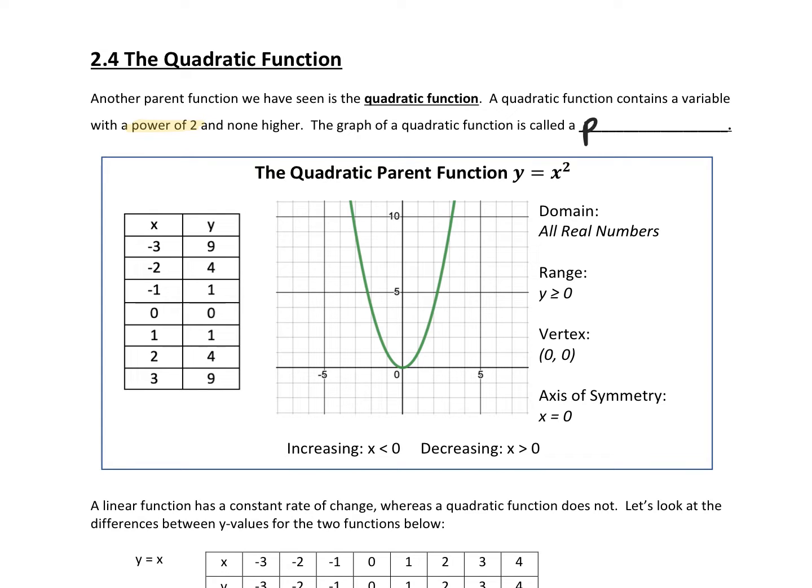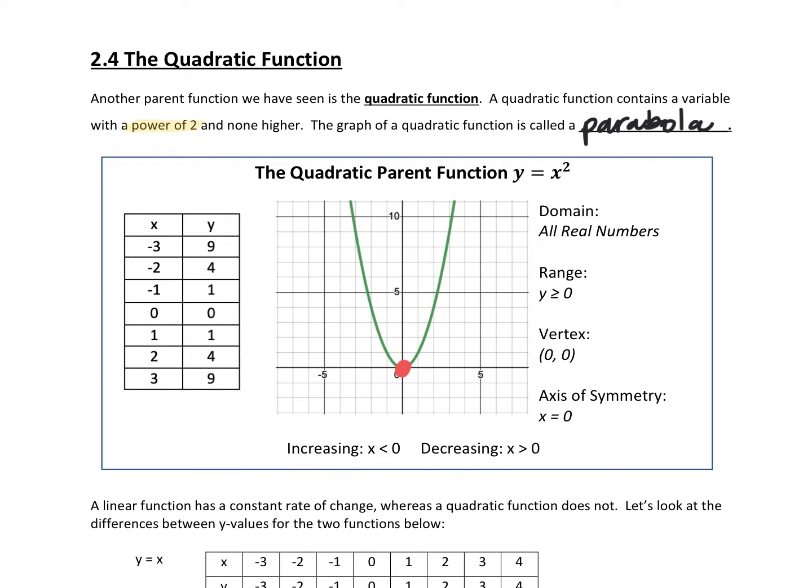The graph is called a parabola. It's that weird word there. Here is your parent function. It's like the vanilla ice cream. It's got a domain from left to right of all real numbers because it goes forever in both directions. The range is from the vertex and up, so y value is greater than or equal to 0.